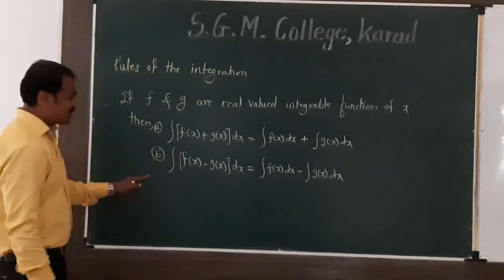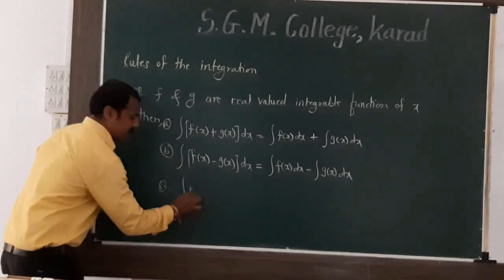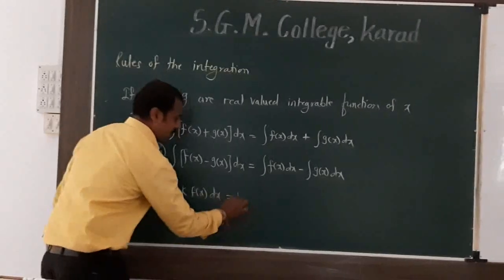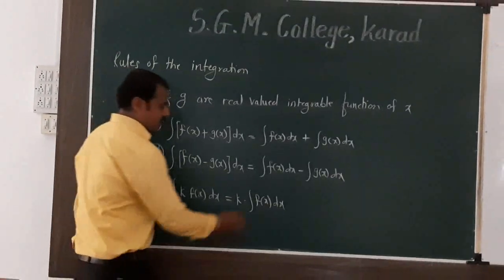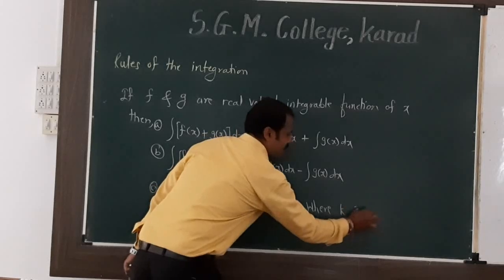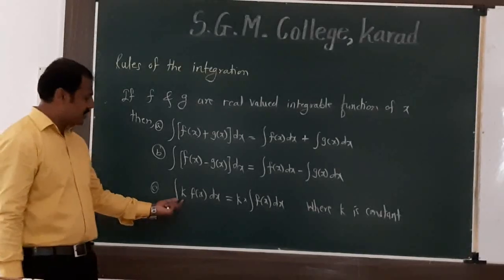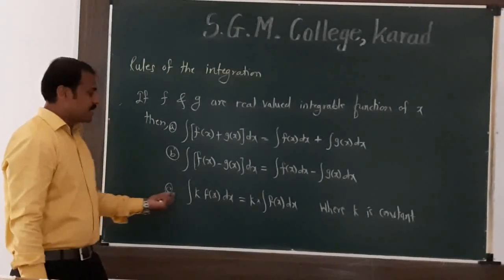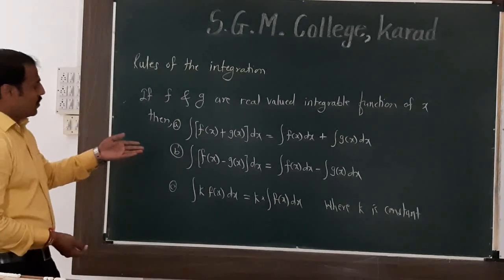Okay, and third rule is integration of k into f of x dx is equal to k into integration of f of x dx, where k is a constant. It means that if inside the integration there is any constant term, you can take it outside the integration symbol. Okay, so we have proved these theorems.